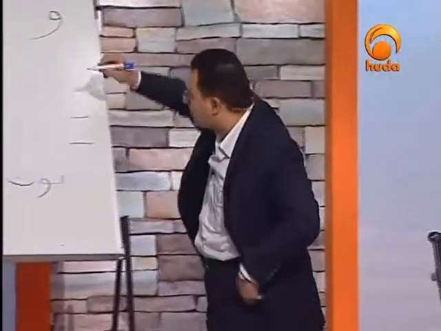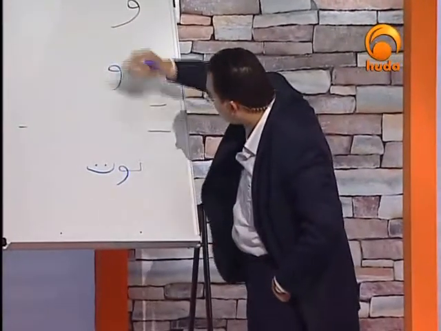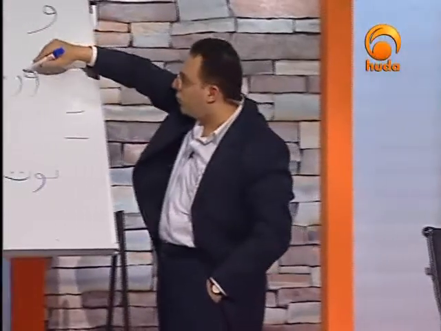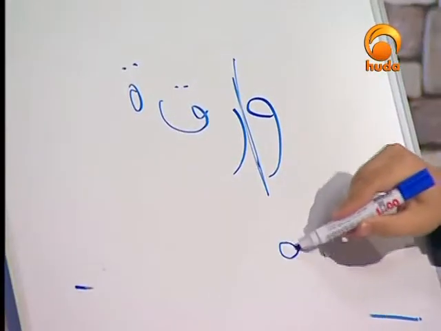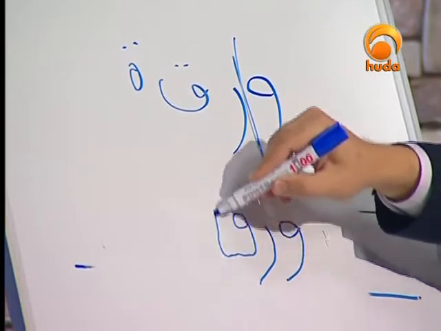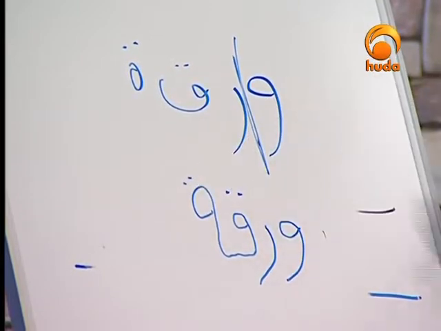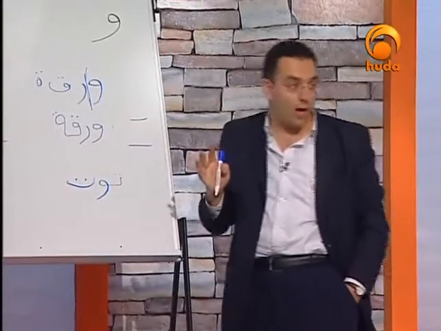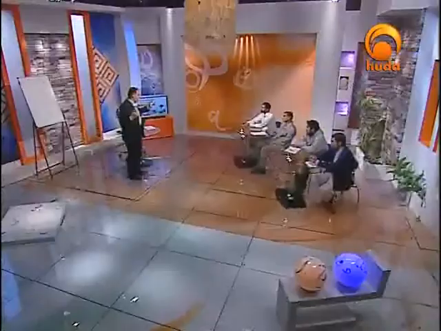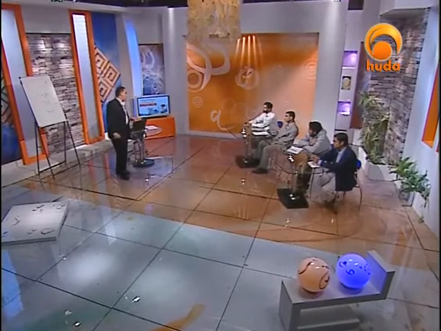Let me have a look at this. Wa, we have ra, we have qaf, we have ta. Wa is coming here in initial position. It's not connected at all, so you have to separate, disconnect wa from the following letter. We write wa, we write ra, and then we come with qaf here, combining that with ta marbuta. Here it is. Can you see that? That's called waraqa. Can you pronounce it again? Waraqa, which means just one page. That is when wa comes in initial position.